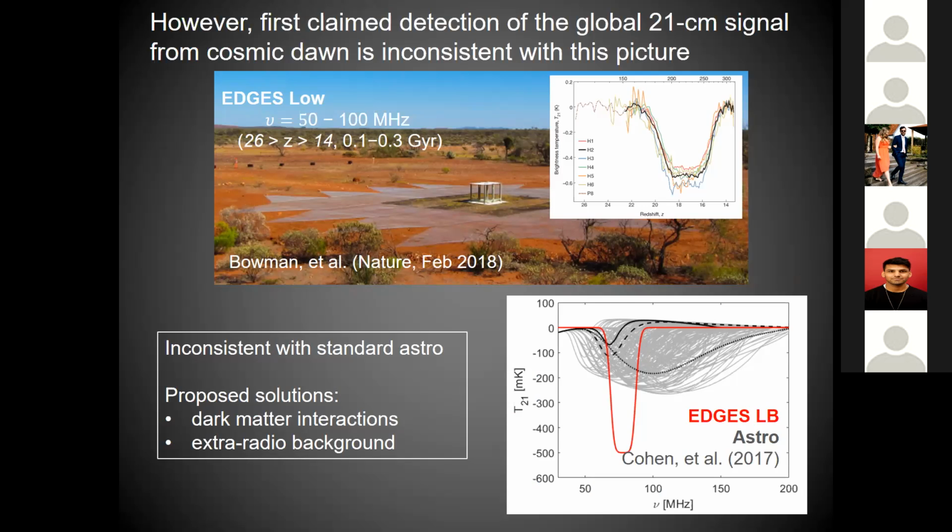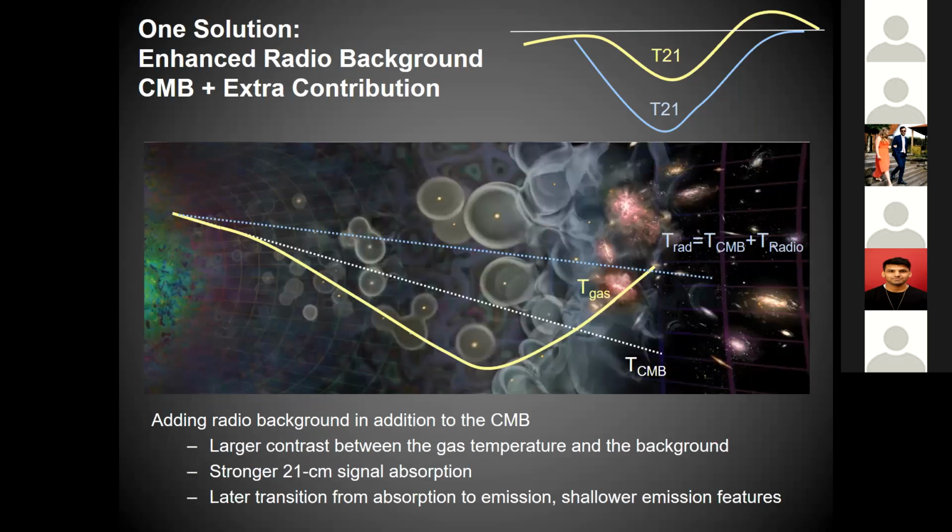So consider adding an extra radio background. In a nutshell, we just raise the temperature of the background, as you can see here with this blue dashed line. And what it creates is a deeper absorption feature during cosmic dawn, a shallower emission feature, and later the absorption and emission. And of course, it also has implications for the power spectra, which I will show you later.